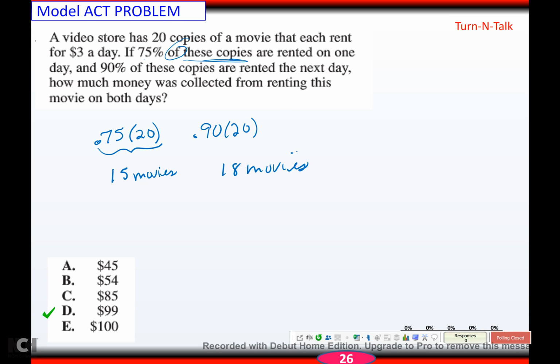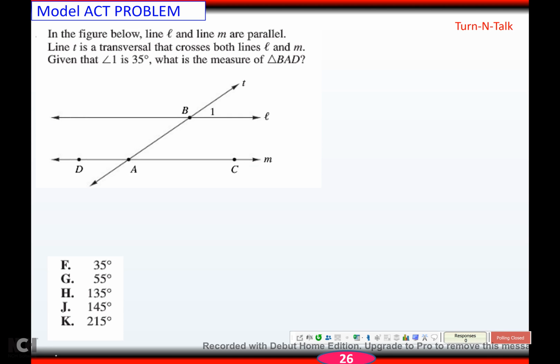Well, they didn't want to know how many movies were rented on both days. They want to know how much money was collected. Well, if you take 15 movies rented on the first day times $3 each, and the 18 movies rented on the next day times $3 each, that gives you $45 plus $54, which makes $99 in 2 days. Okay? Try this one, hit pause, come back when you're ready.